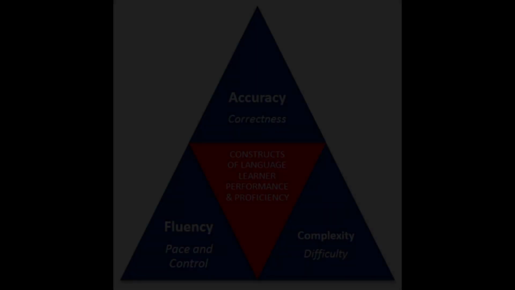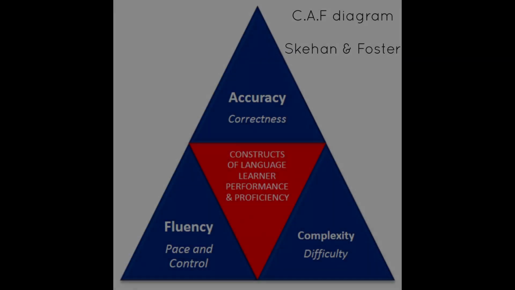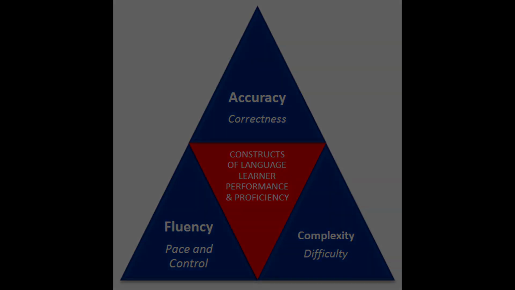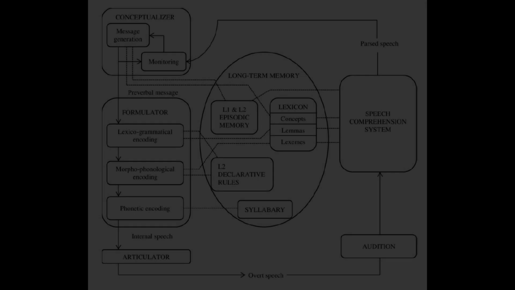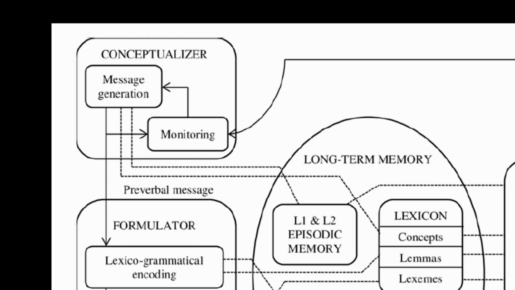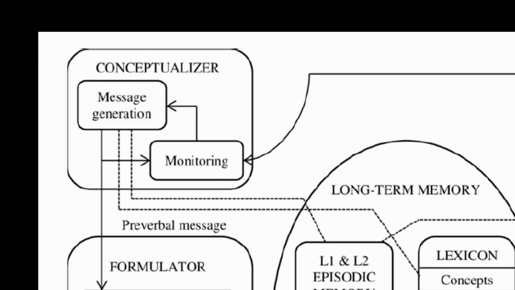First of all, I must emphasize that to describe this model, I will use the trade-off hypothesis and the task-based performance hypothesis presented by Skehan and Foster later on in the video. To start with, Kormos' model consists of three coding components. First, we have the conceptualizer, where the concepts and ideas of a message are activated.